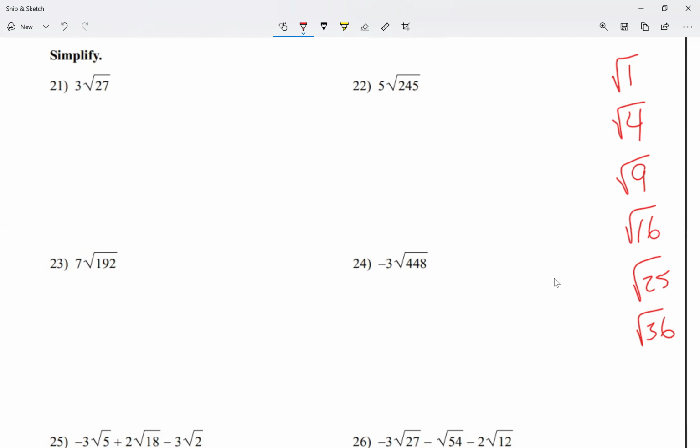But what if I asked you guys the square root of 27? We cannot think of a number that multiplied by itself will give us 27. People can be like, oh, how about 5? Well, 5 times 5 is less than 27. How about 6? Well, 6 times 6 is more than 27. So we cannot think of this number. We can even go over to our calculator, and the calculator is going to give us a decimal.